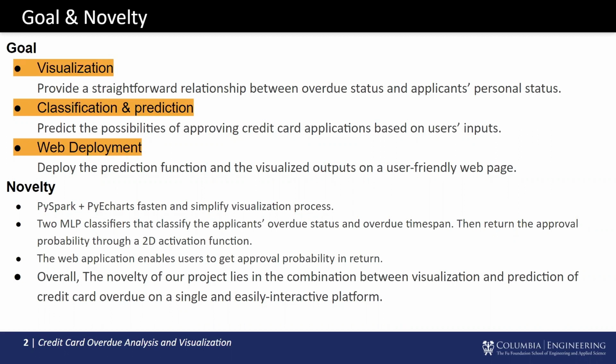The first one is visualization, as we use various charts to provide users with a straightforward relationship between the credit card overdue status and the applicant's personal status. The second goal is classification and prediction. Two MLP classifiers were trained to classify the applicant's overdue status and overdue time span. Then a 2D sigmoid activation function will merge the output of both classifiers and produce a final probability of getting a credit card. And then the third goal is web page deployment.